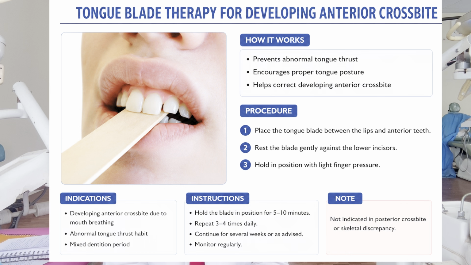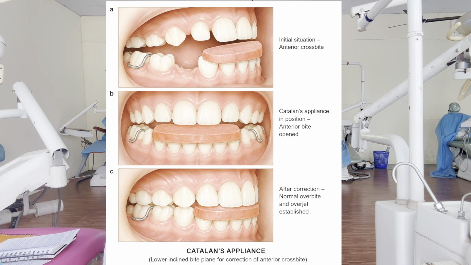The development of this type of anterior crossbite can be prevented by effective use of tongue blade therapy. They can be intercepted with Catalan's appliance and a double cantilever spring with a posterior bite plate.